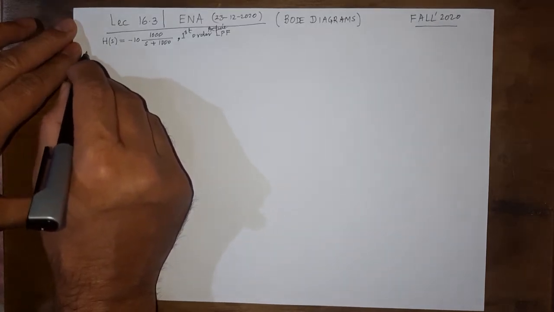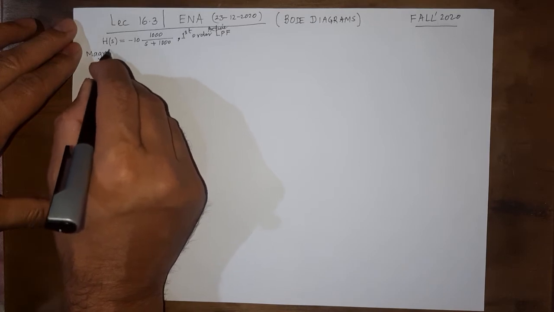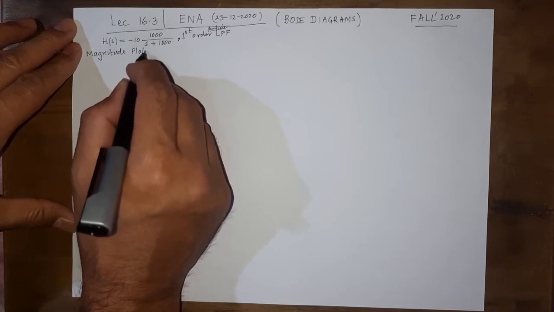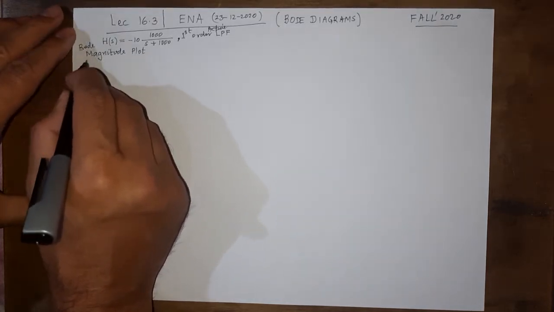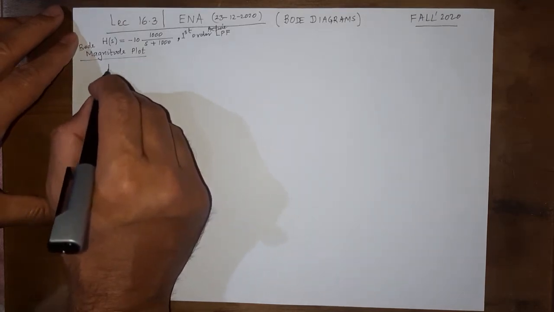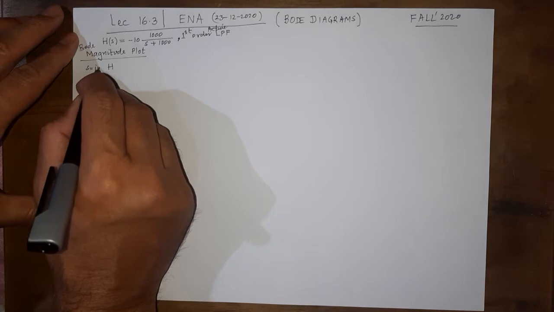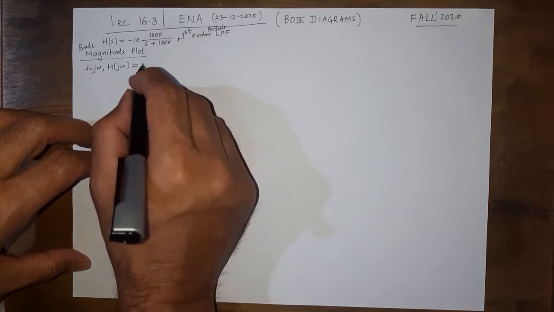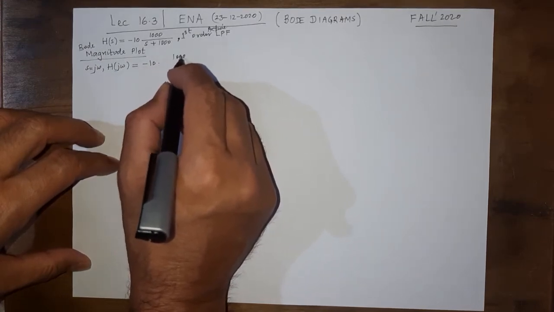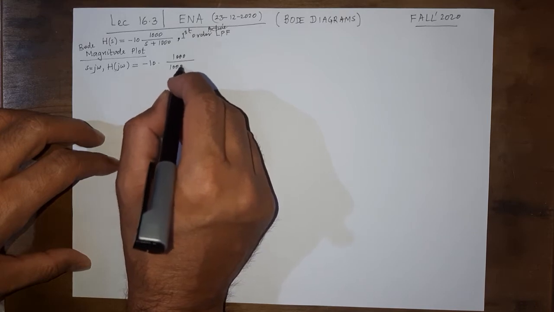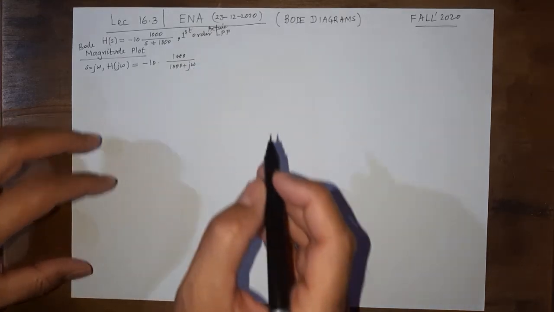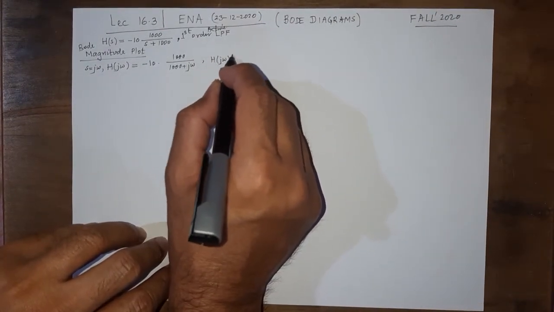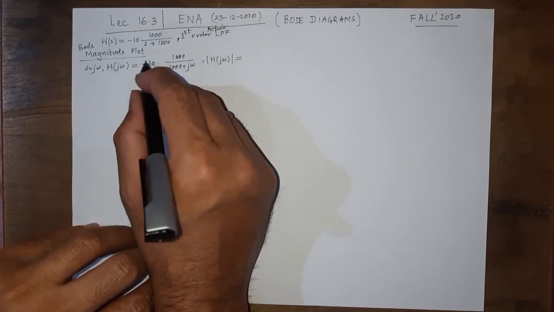So for the Bode magnitude plot, the first step would be to put s equal to j omega and find H of j omega equal to minus 10 times 1000 over 1000 plus j omega. And then using this, find the magnitude to be equal to the magnitude of this term.